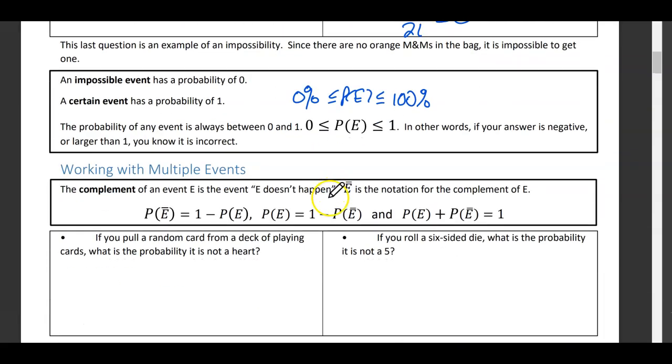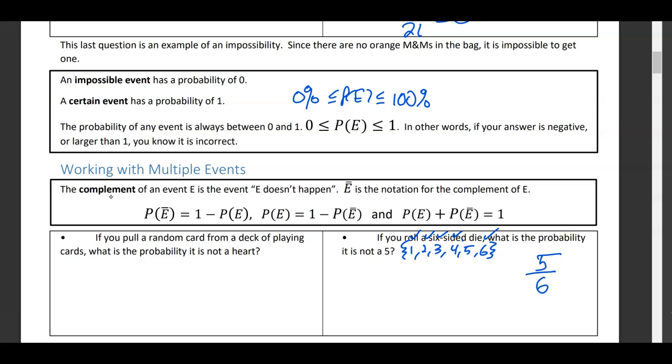Okay, multiple events. We have the complement. That's like the probability of not a queen. If you roll a 6-sided die, what's the probability that is not a 5? So if we look at the sample space, these are all the different things that can happen. And so if we wanted to count how many are not 5, we get 5 of them. So we can directly count how many are not a 5.